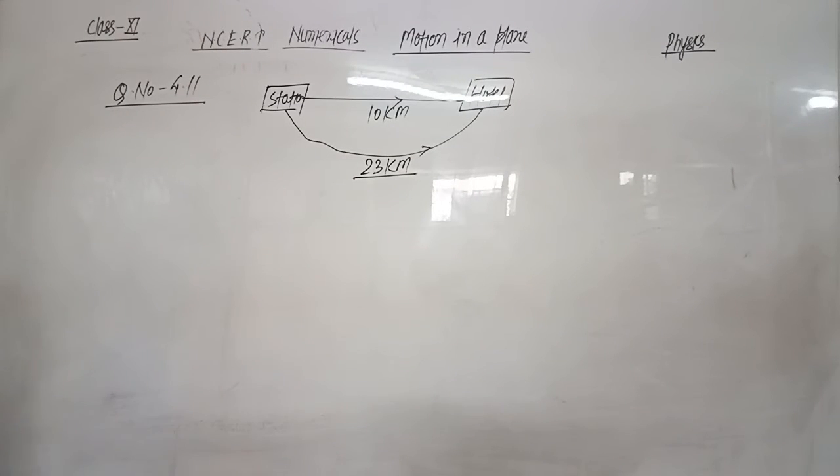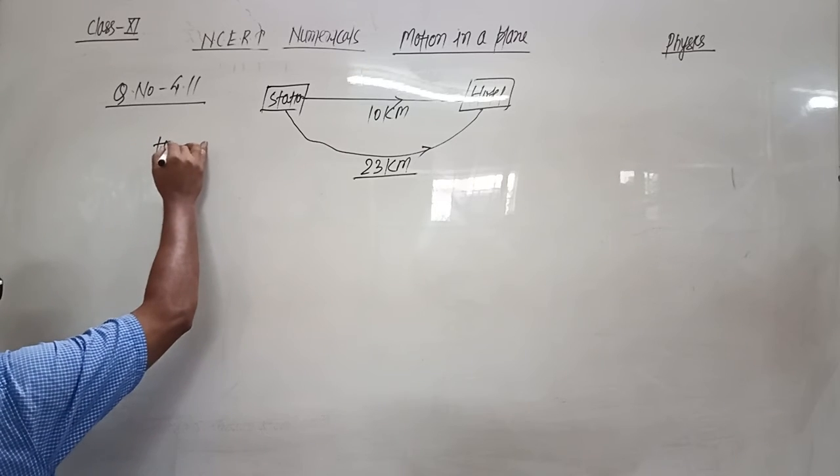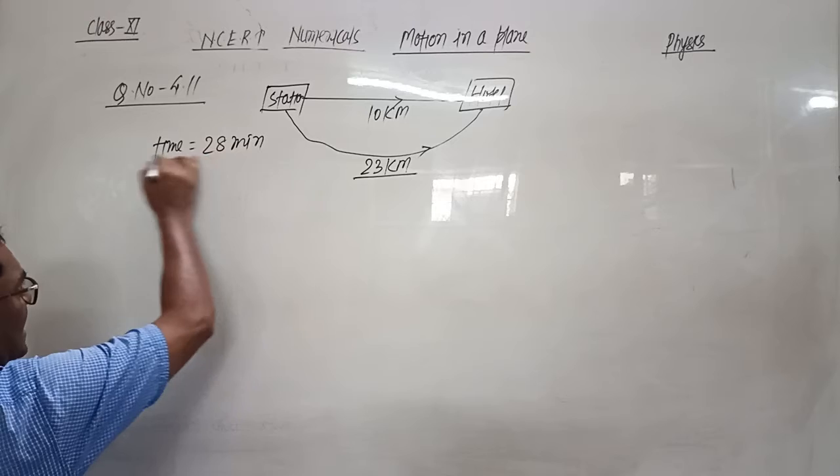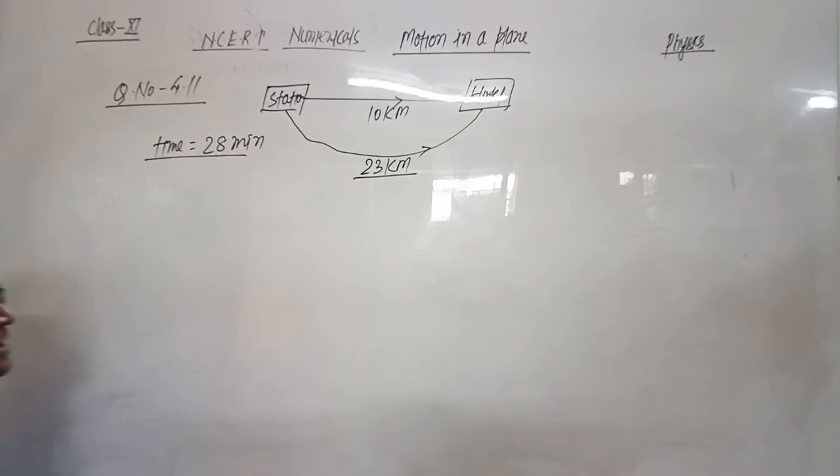Not along the straight road, he goes by a circuitous path, covers 23 km, and reaches the hotel in 28 minutes. The time taken to reach the hotel is 28 minutes. We have to find the average speed of the taxi and the magnitude of average velocity.